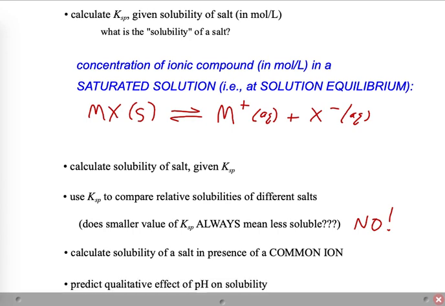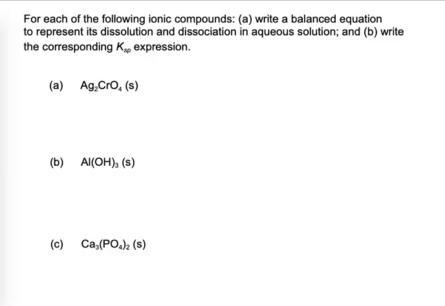Really finally is predict the qualitative effect of pH on solubility. That is, for what categories of ionic compounds will the solubility depend upon the pH of the solution, and will the compound be more or less soluble as we increase or decrease the pH. That's purely qualitative. So let's begin.